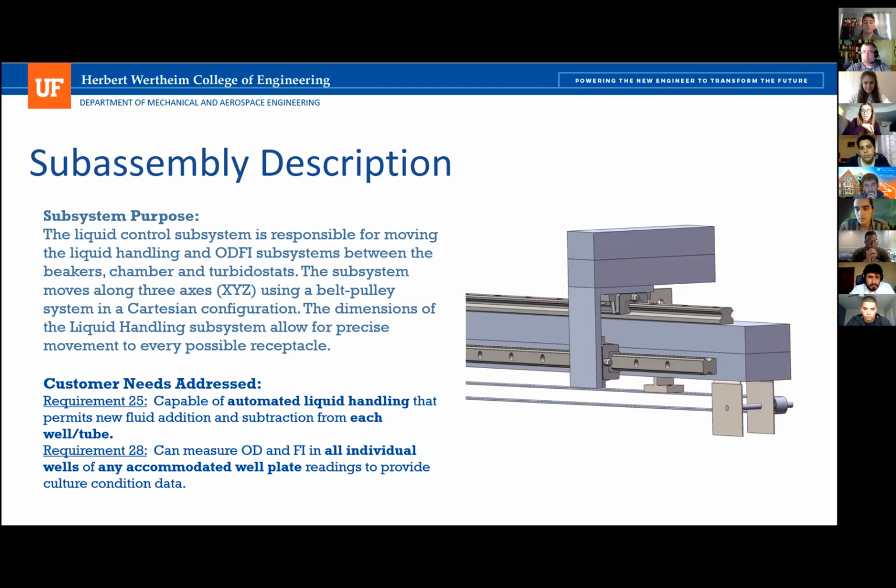So the 2 customer needs that are addressed are 25 and 28. They basically say the same thing. One is for the wells and tubes, needs to be able to reach all of them, and the other one is saying that you need to be able to measure ODFI in all of the tubes. And since both the liquid handling system and the ODFI are attached to the bottom of this system, they're able to do so. Go ahead to the next slide.